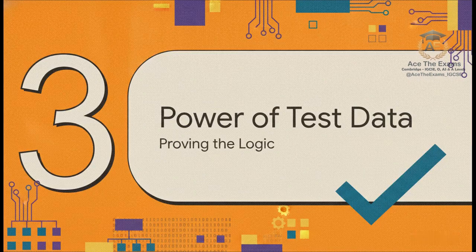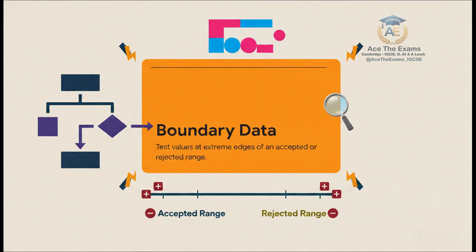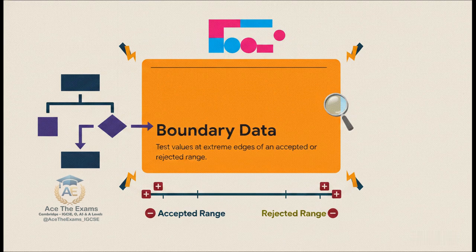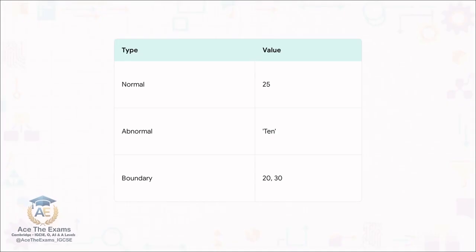Section 3, the power of test data, proving the logic. To prove this logic, we need to talk about boundary data. Listen, this is literally the most heavily tested, yet somehow most frequently misunderstood concept in flowchart analysis. Boundary data consists of test values positioned at the extreme, absolute edges of an accepted or rejected range. It directly targets those exact threshold limits to catch the greater than versus greater than or equal to errors that we literally just spotted. Let's map out these test data categories using our 20 to 30 degree temperature scenario.